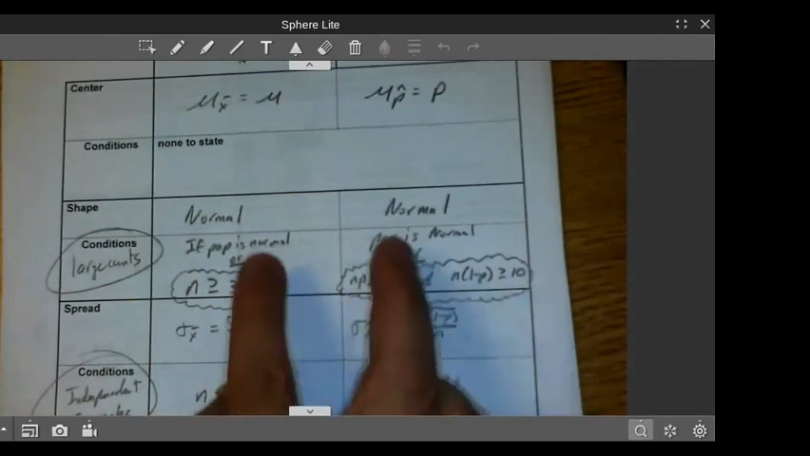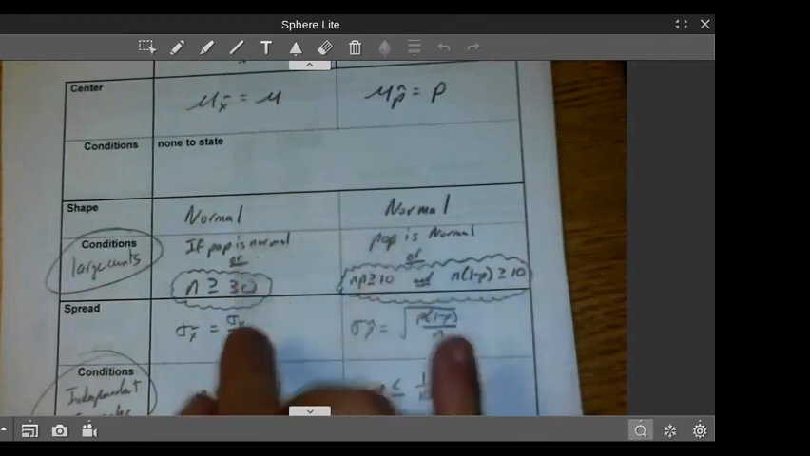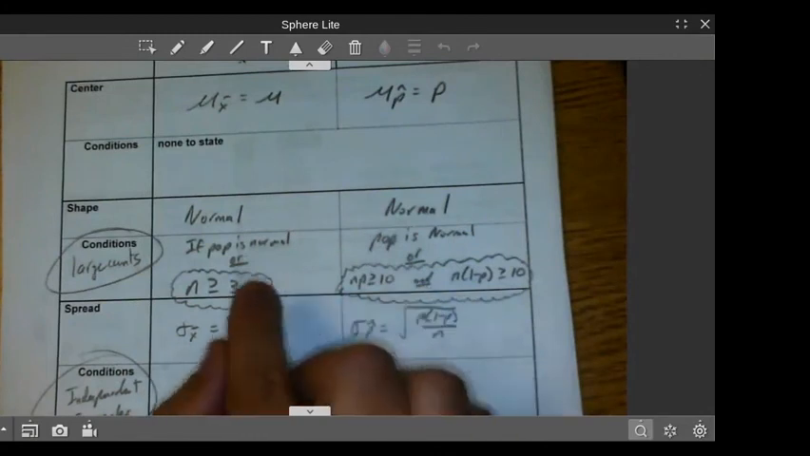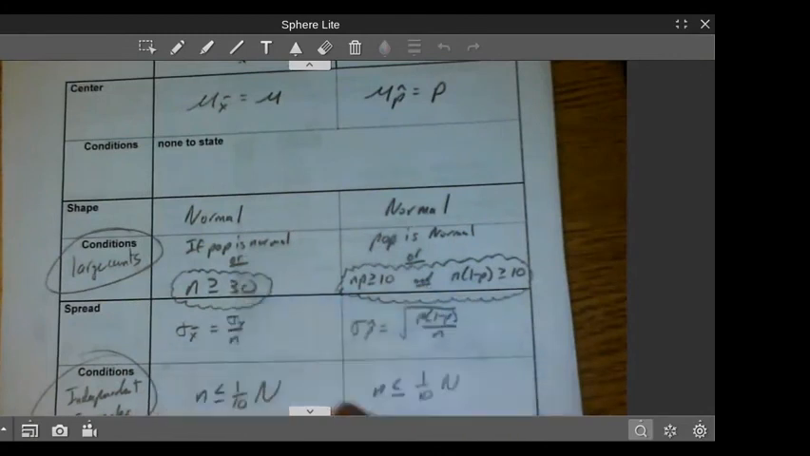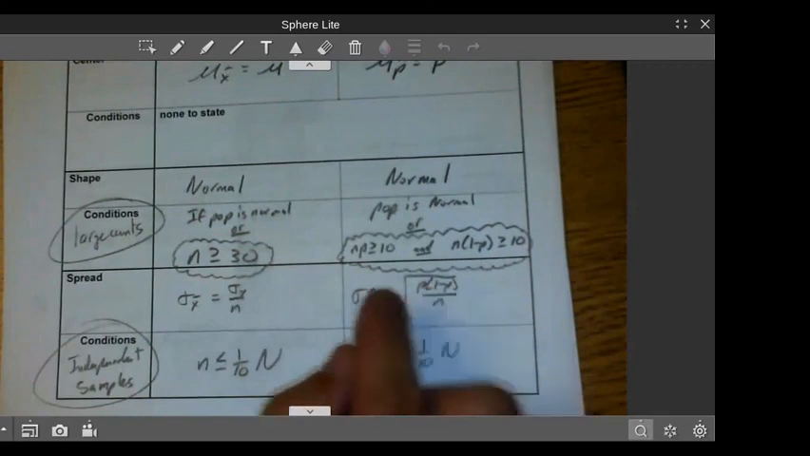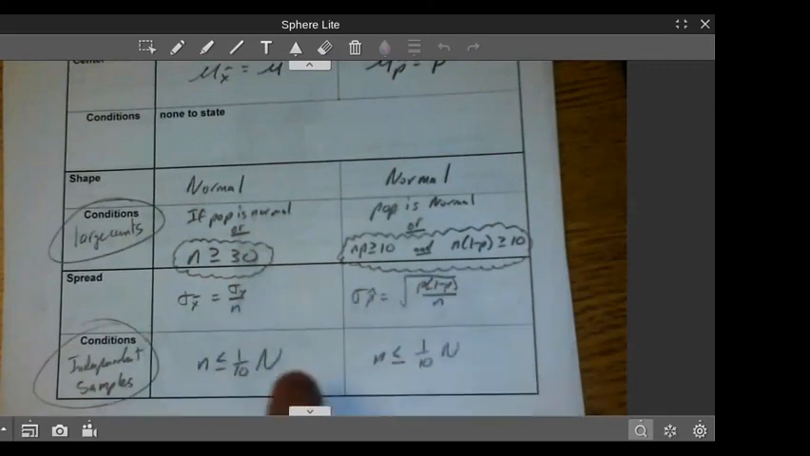So if the population is normal, you're good. If not, then you need these. If you use this for a means or this for a proportion problem, you receive no credit. And then the spread, again, these are given to you on the formula cards, and the condition is the 10% rule, that the sample is less than 10% of your population.